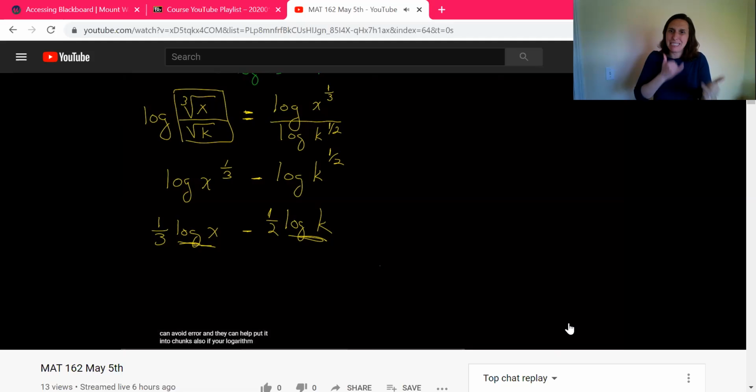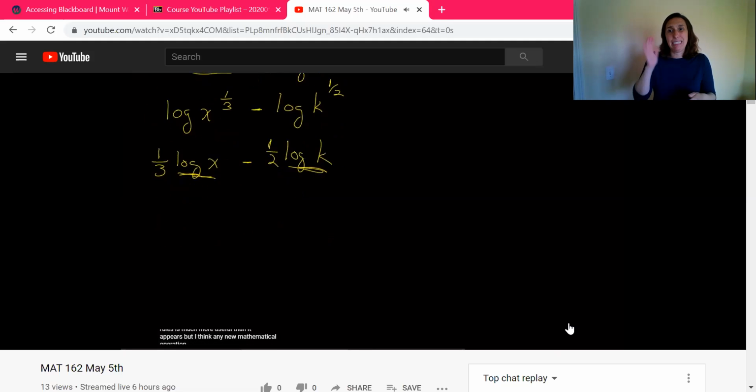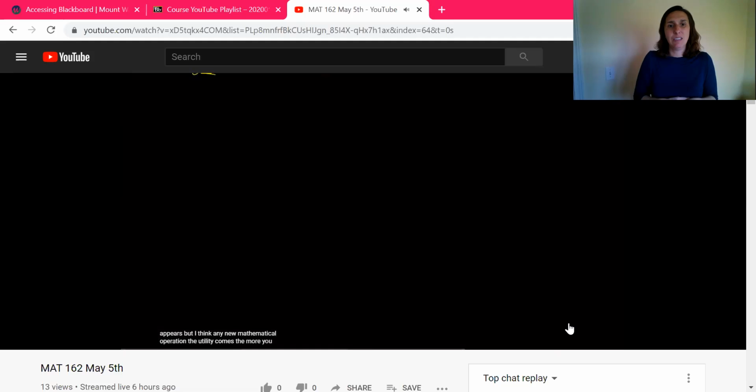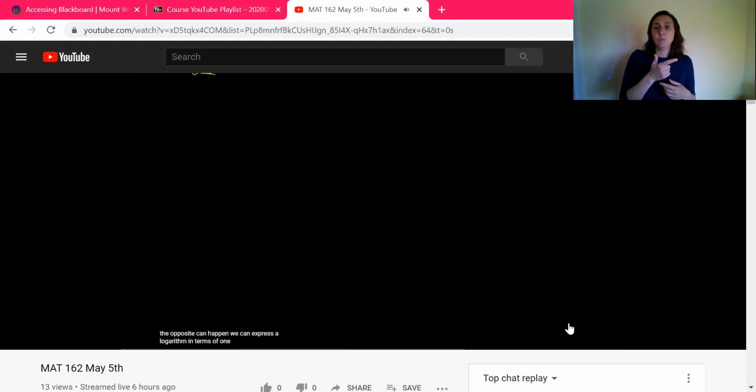Also, if your logarithm's coming out of a physical system or is going to go back into an exponential system, there are chunks of this that will fall through. So the skill of using these rules is much more useful than it appears. But I think any new mathematical operation, the utility comes the more you do it. All right. So that's called expanding. When I take one logarithm and I take its parts and crunch it out. Well, the opposite can happen. We can express a logarithm in terms of one function.